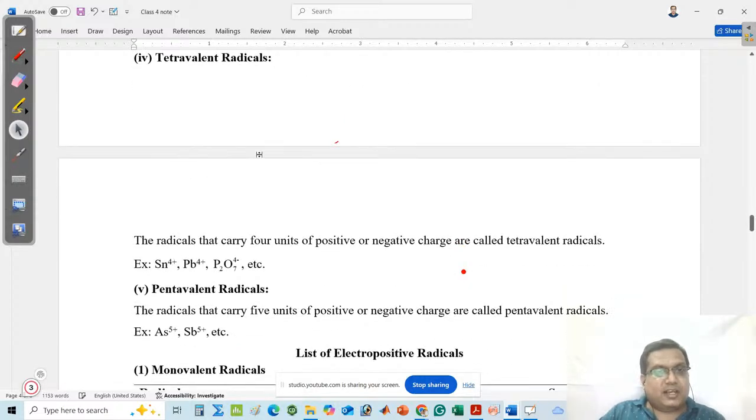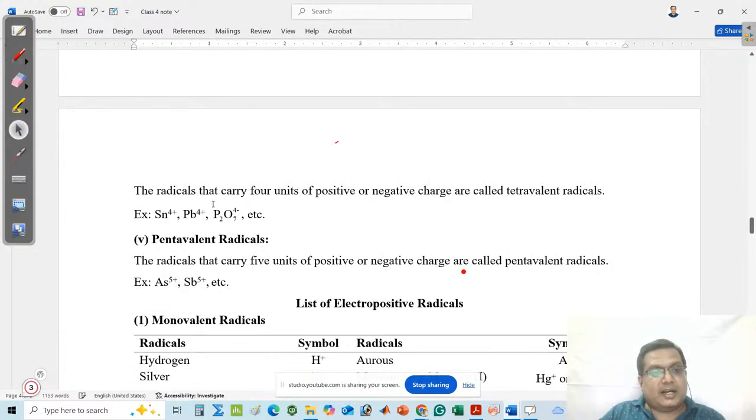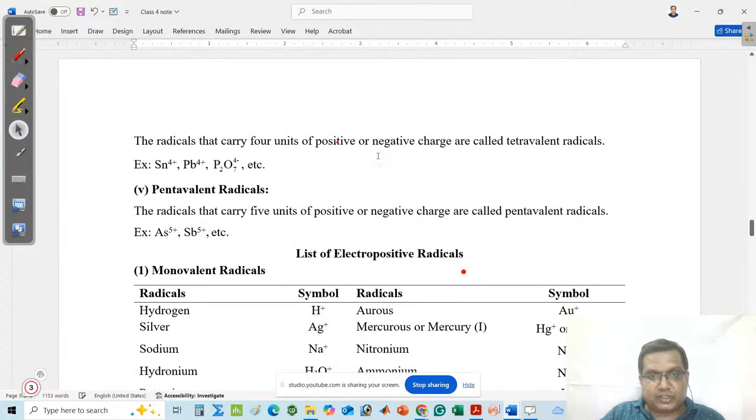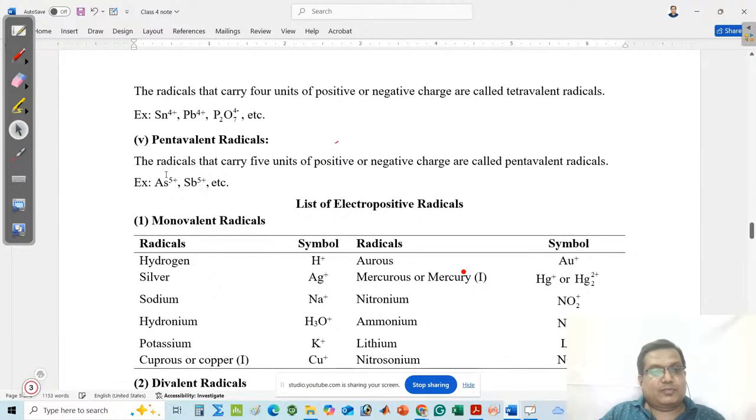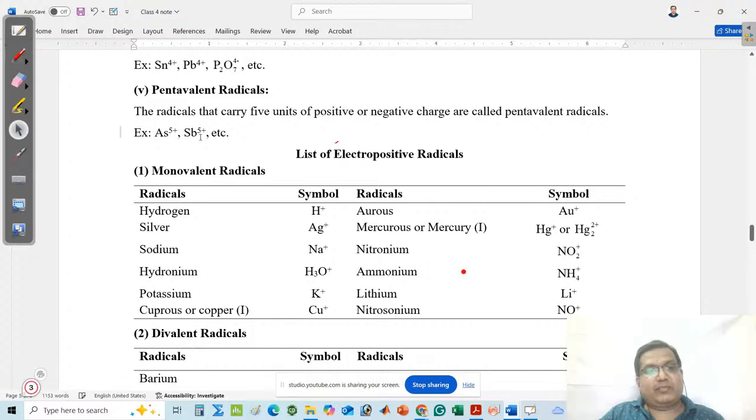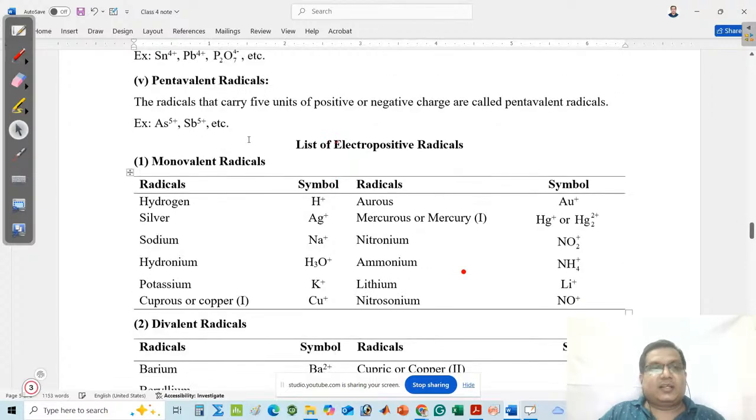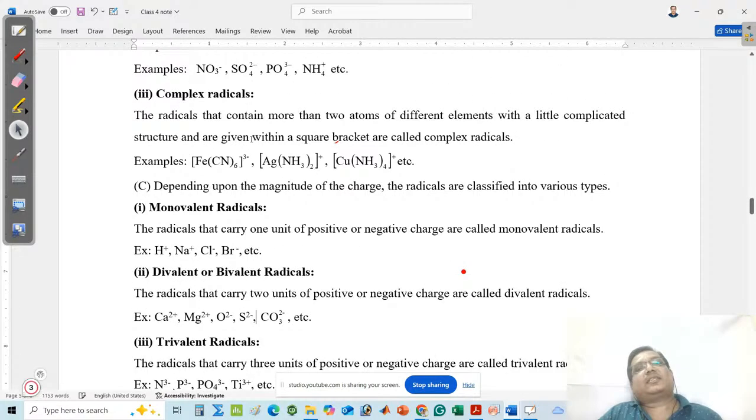Or similarly, think about the tetravalent radical. The radicals that carry 4 units of positive or negative charge are called tetravalent radicals: Sn4+, Pb4+, P2O7 4-, etc. Next, move to the pentavalent radical. The radicals that carry 5 units of positive or negative charge are called pentavalent radicals: S5+, Sb5+, etc. These are the three ways of classification of radicals.